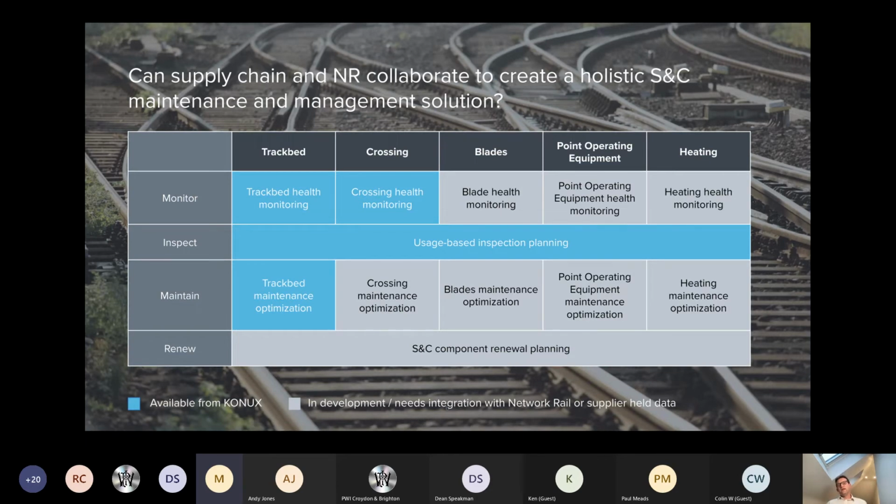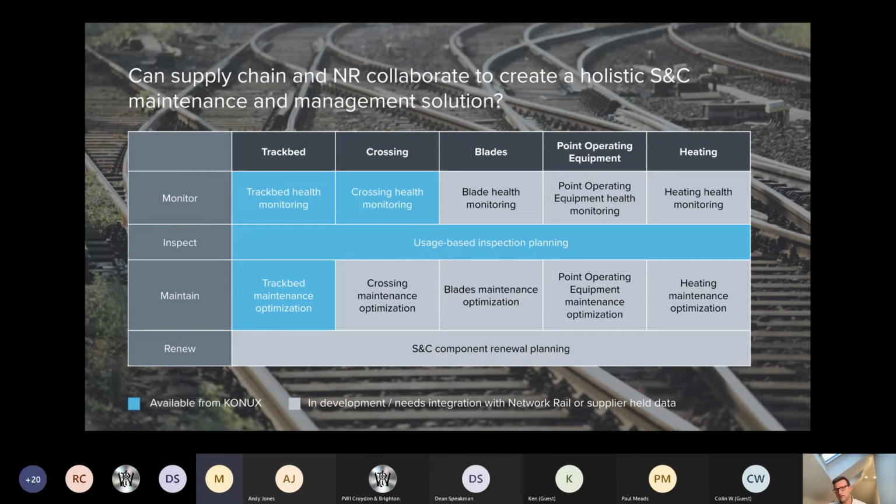And then the bit for me, really, so Connaught does a bit of this, but there's so much more that I think the supply chain working together in conjunction with Network Rail can achieve from a switch inspection, monitoring, maintenance perspective, if we're given the opportunity. So Connaught looks at track bed crossing, usage-based planning, track bed maintenance optimization.